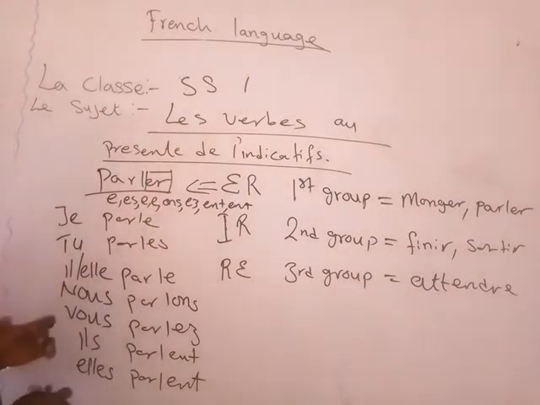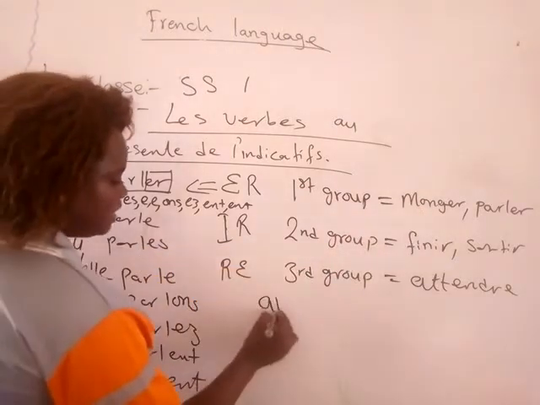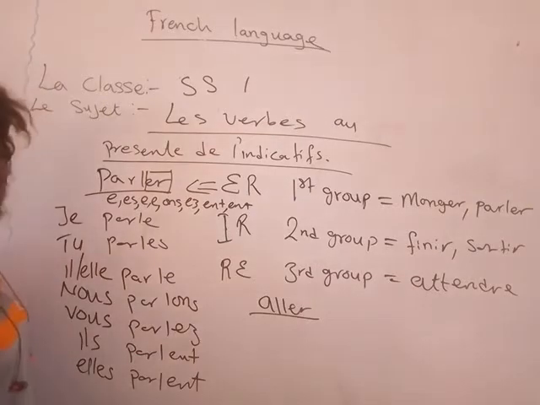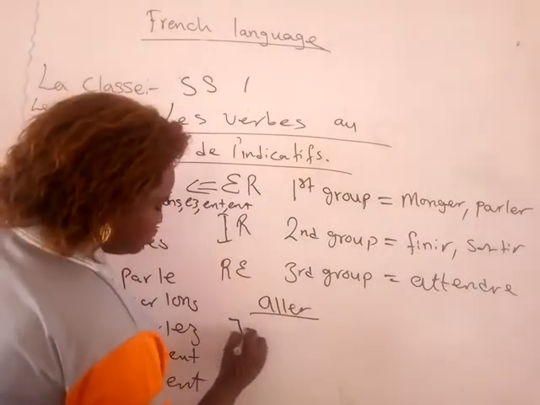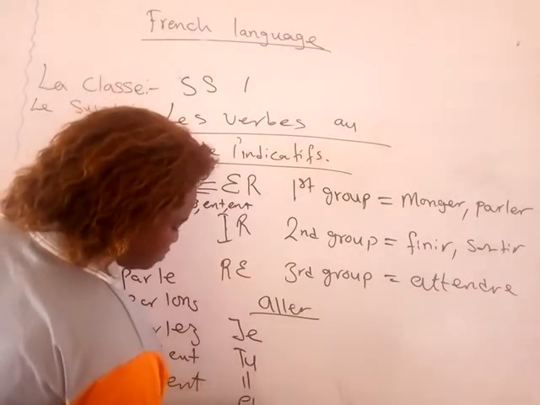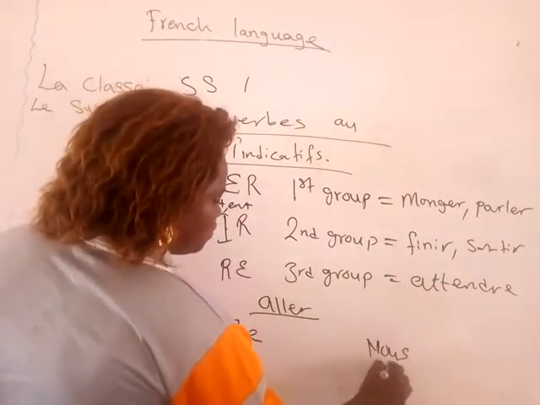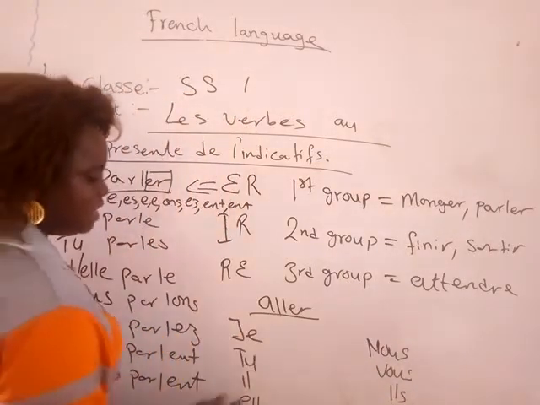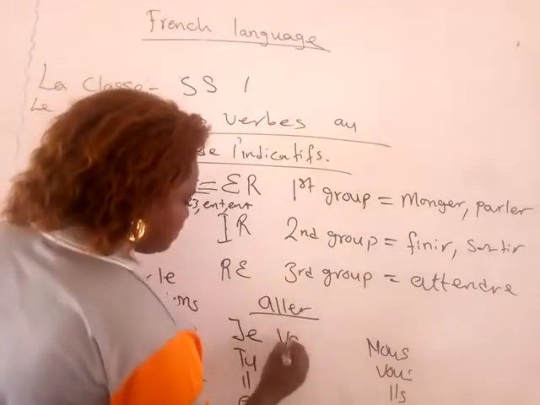Note, there are some verbs that are irregular verbs. Another example of an irregular verb is the verb aller. It ends with ER, but aller is an irregular verb. It does not follow the rule of conjugation. So how do we conjugate aller? Write your personal pronouns: je, tu, il, elle, nous, vous, ils, elles. Because aller is an irregular verb, it does not follow this rule. So the conjugation of aller is different.